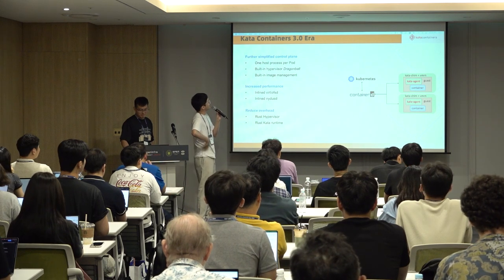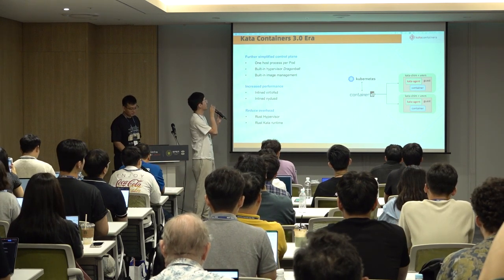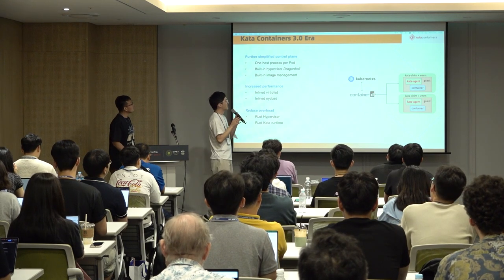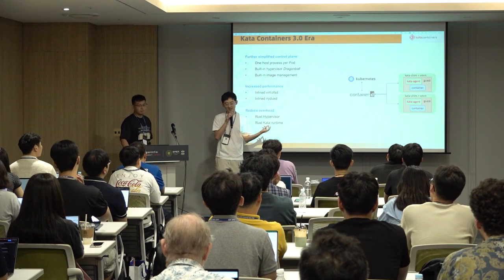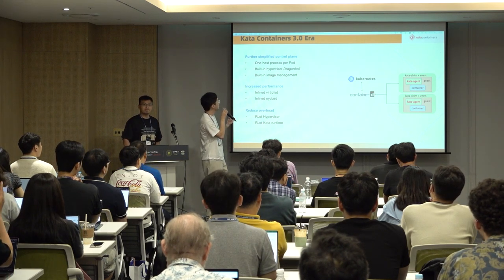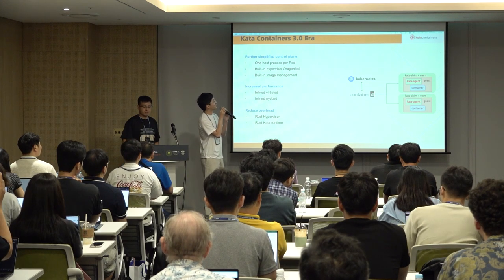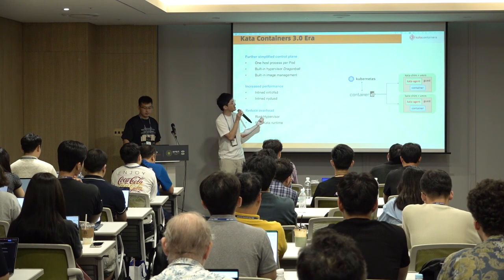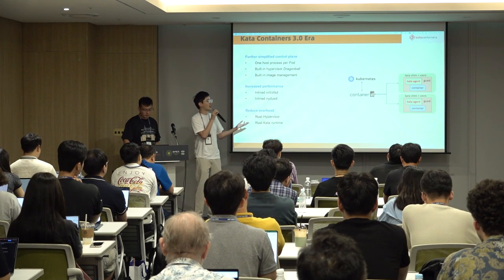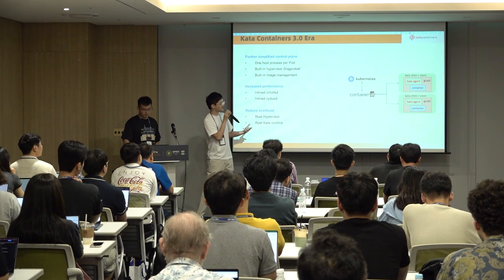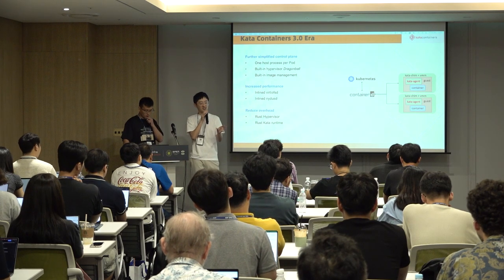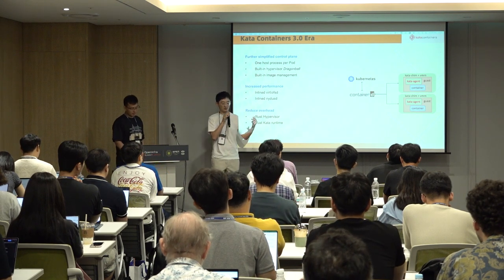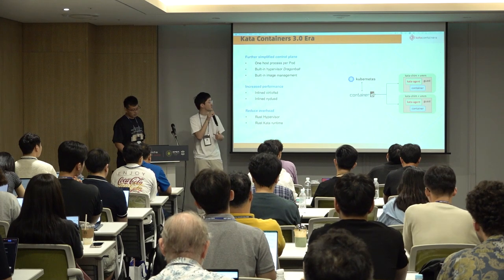And in the last 2 years, we introduced a new architecture called Kata Containers 3.0. The main change is that we merge all the processes into one single process. So there is only one host process per pod. I have mentioned that we have processes like Kata Shim or Kata Runtime and the VMM. So we merge those two processes together into one process, and they communicate within the process.